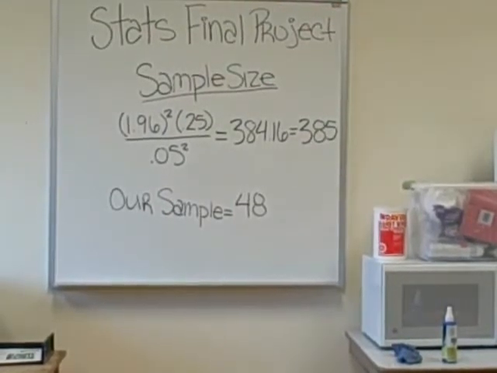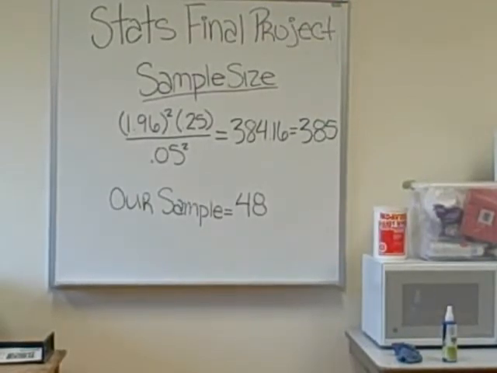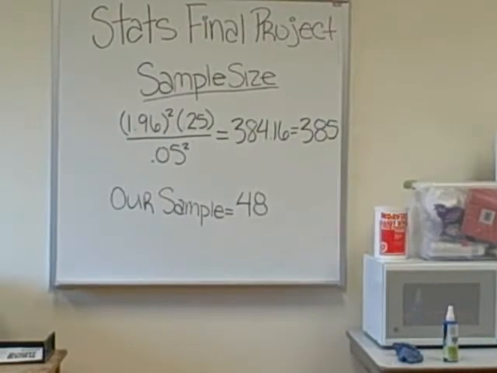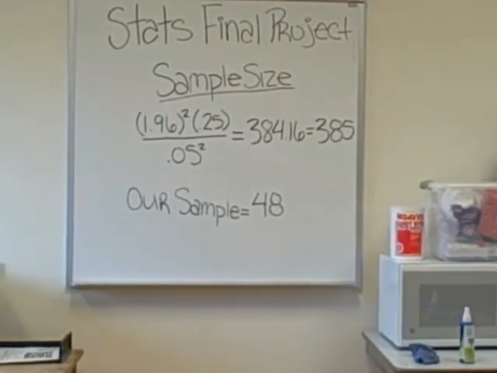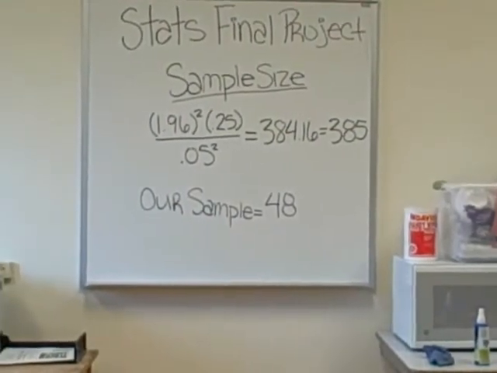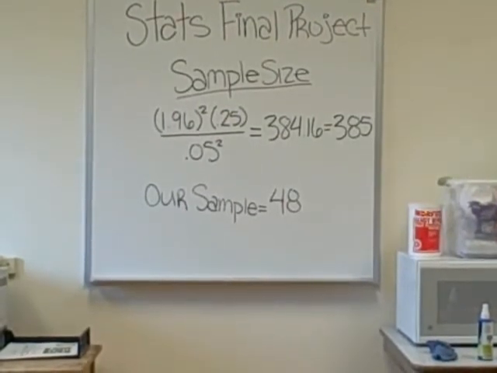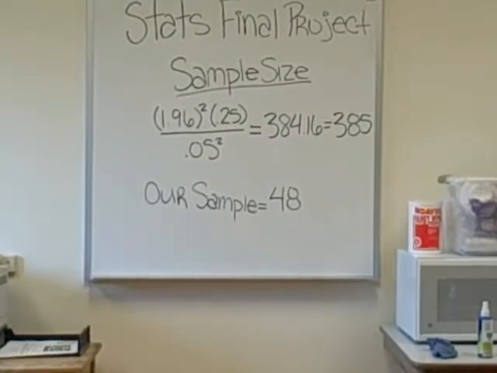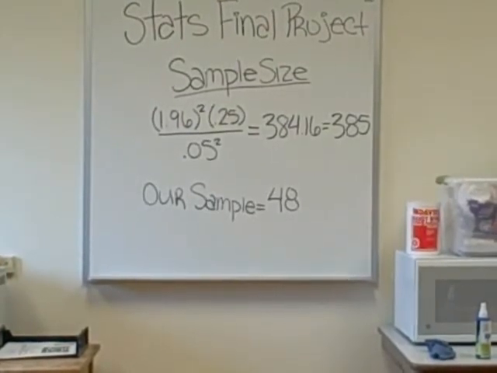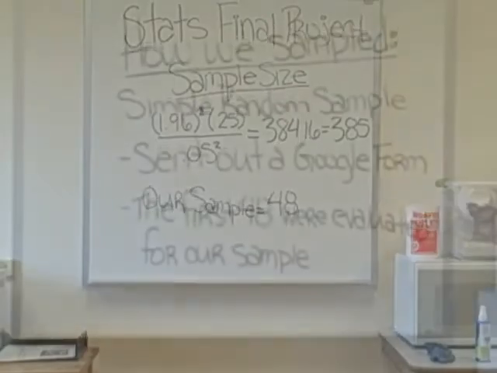1.96 is the critical value of a 95% confidence level. And since we don't know our P and Q, we have to use 0.25. And our margin of error is 0.05. So when you do that, you get 384.16, and then you round up to 385. And since we don't have enough people in our school, our sample size is 48.